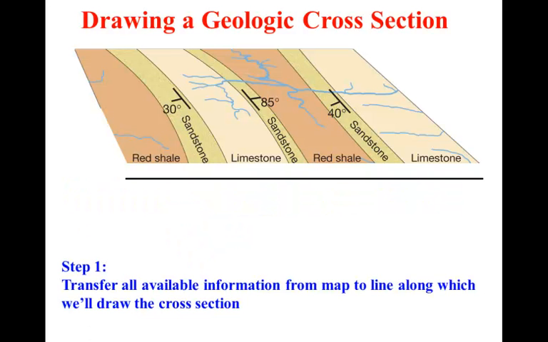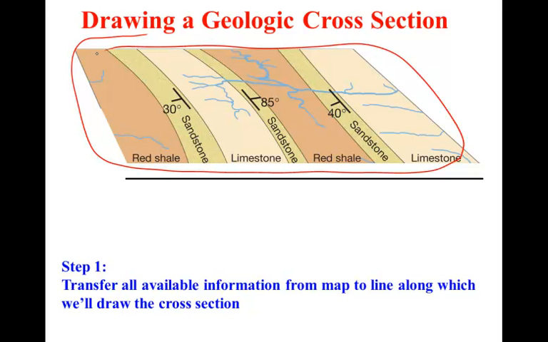The first step in drawing a geologic cross-section is to transfer all the available information that's shown on our map to the line along which we're going to draw our cross-section. Again, a cross-section is a vertical slice through the ground surface, revealing the vertical structure that area has. What kind of information is shown on the map? What do we need to transfer to our cross-section?